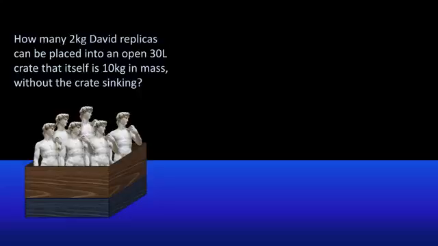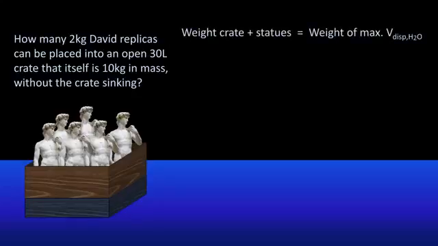Another way to look at this is to say that the weight of the crate plus that of the maximum number of statues equals the weight of the maximum volume of displaced water. So the weight of the crate is the mass of the crate times g. The weight of the statues is n, where n represents the maximum number of statues, times the mass of each individual statue times g. And the weight of the maximum displaced water is the density of water times the full volume of the crate times g. As happens with many buoyancy problems, g cancels out.